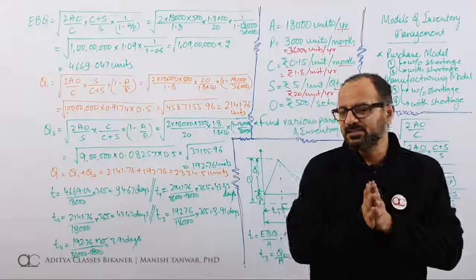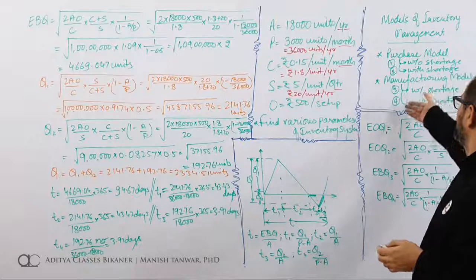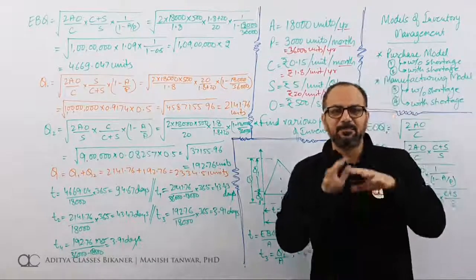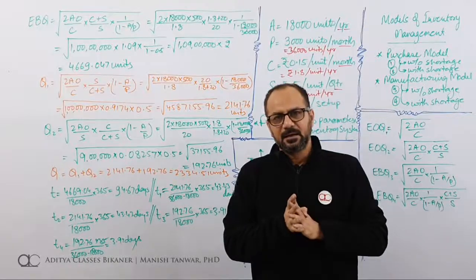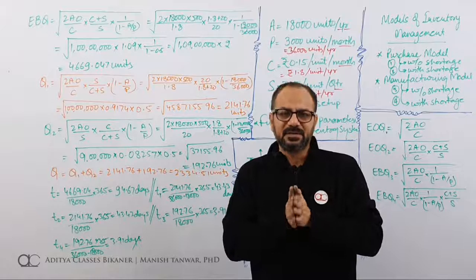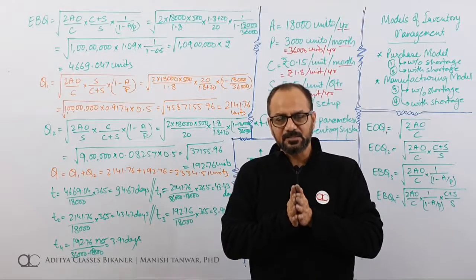So this was our discussion on our fourth model, that is manufacturing model with shortage. With this, we conclude the basic models of inventory management. Next time when we meet, we'll talk about the price break models, quantity discount models. So this is it for our today's discussion.